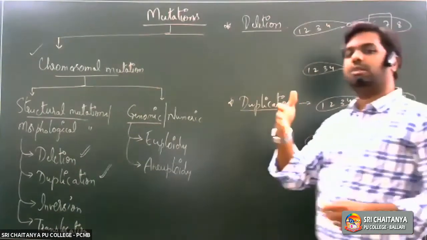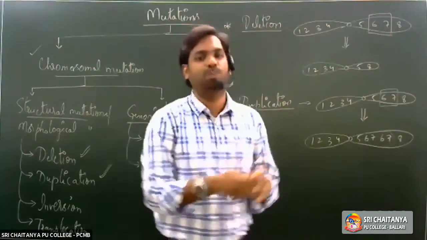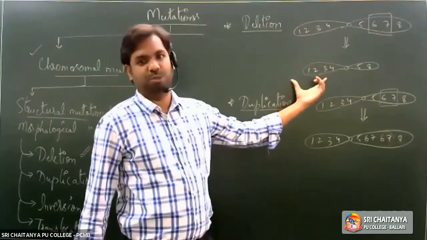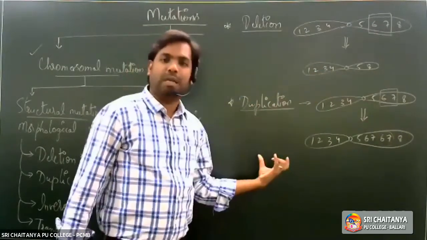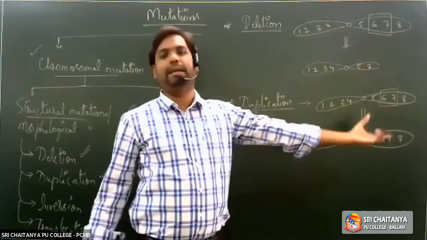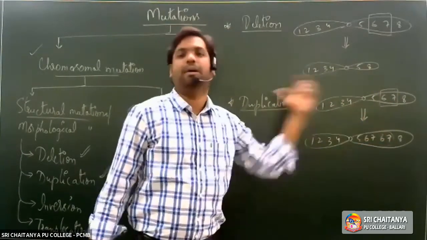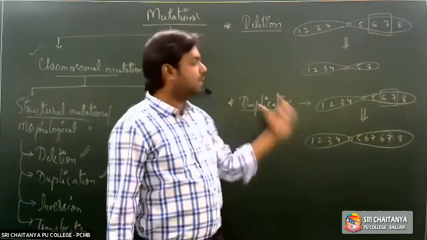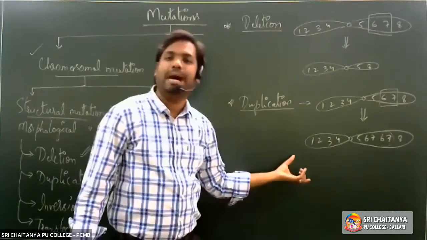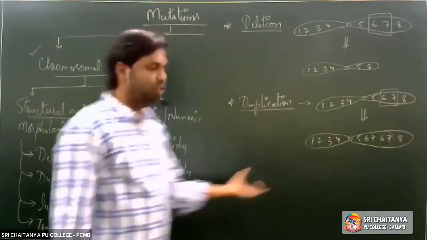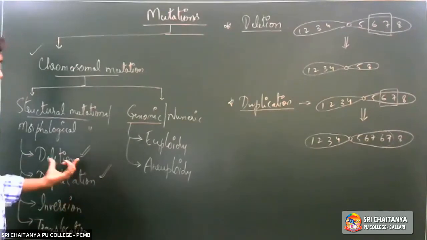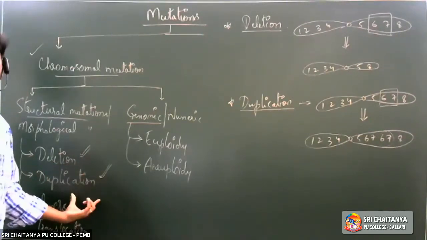So in deletion, what is happening? A part of the chromosome is getting cut. As a result, the structure of the chromosome is being altered. In duplication, what exactly is happening again? A part of the chromosome is getting duplicated, right? It is becoming double, or it is getting replicated. As a result, again, the size or the shape of the chromosome is being altered. Such a type of mutation we start calling duplication. So we have deletion as well as duplication.